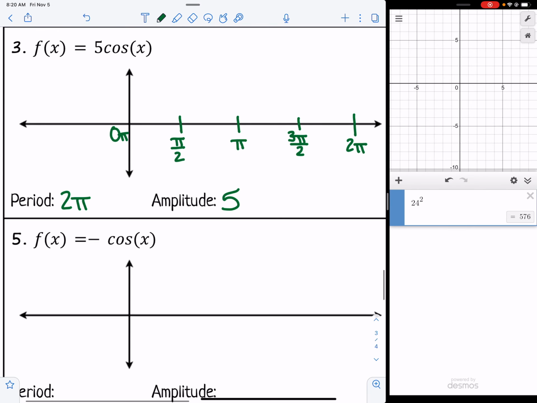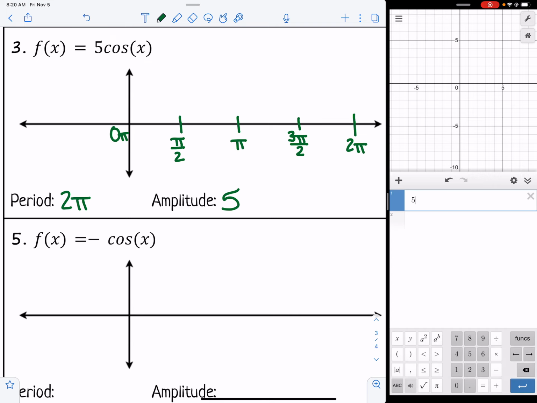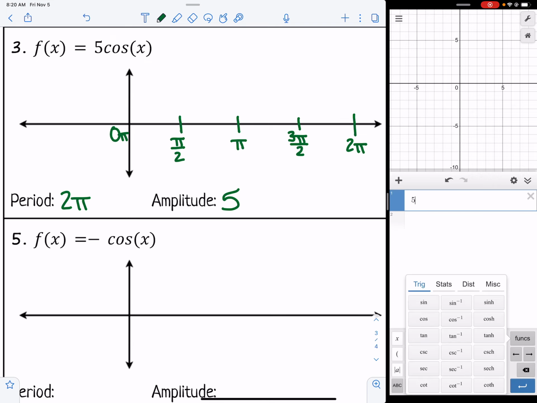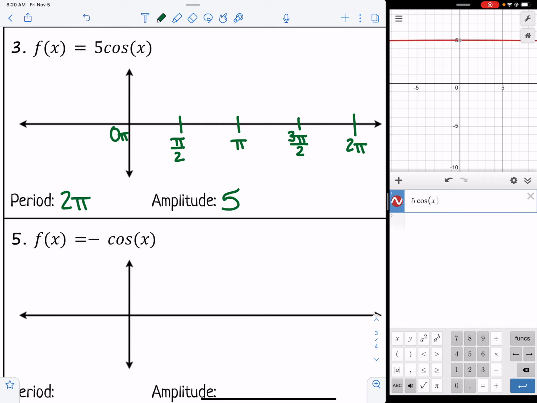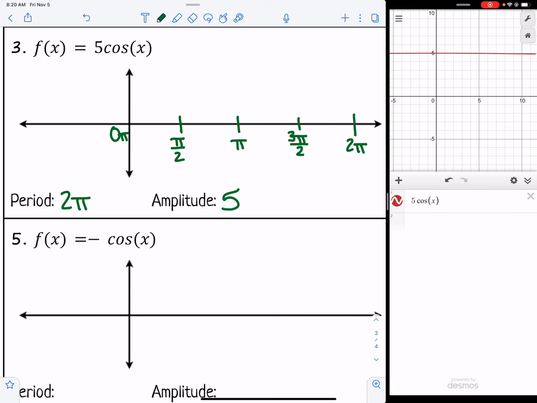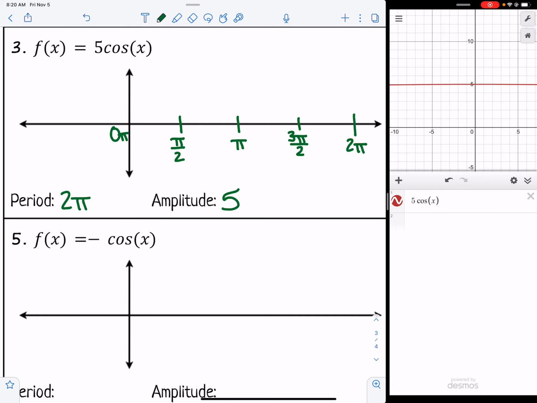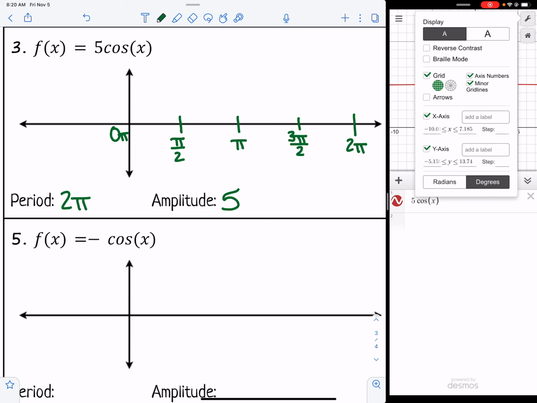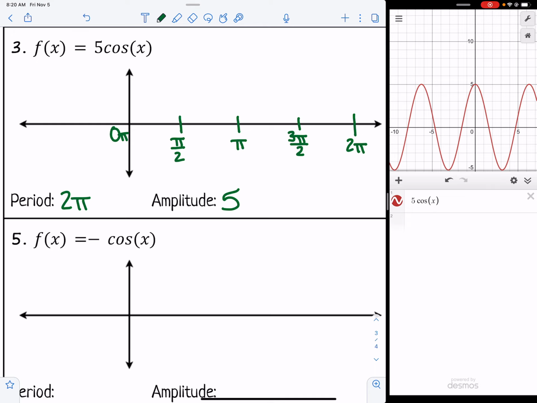And let's type in 5 cosine of x. So type 5 first. Go to functions. Make sure trig is selected. Click cosine, and then type in your x. Now what happens is that it is not set in radian measures, so we need to change our window. So go to that little wrench in the corner, choose radians at the bottom, and notice it already is looking more like what we saw at the top of the page or on that other page.